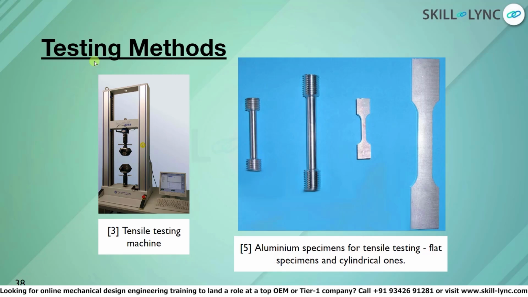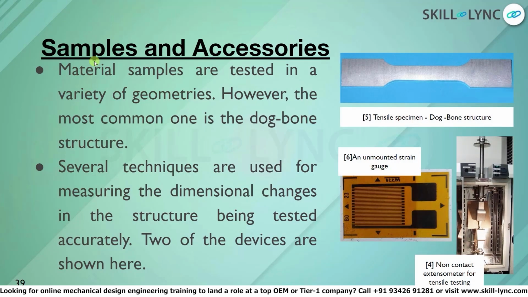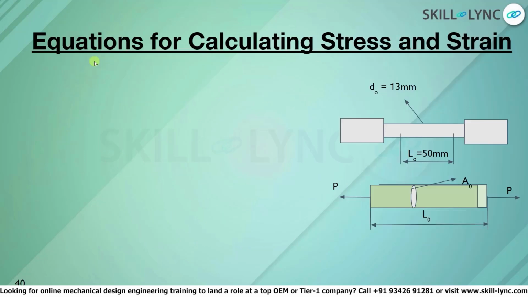Several techniques are used for measuring the dimensional changes in the structure being tested accurately. The devices shown here are the strain gauge, which is usually mounted on the specimen, and a non-contact extensometer, which usually uses video imaging capability to capture the movement of the material when it is pulled apart.